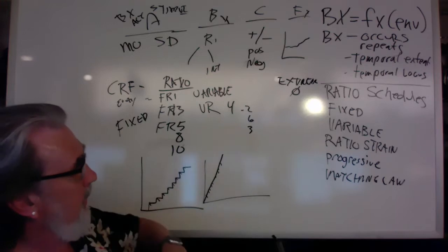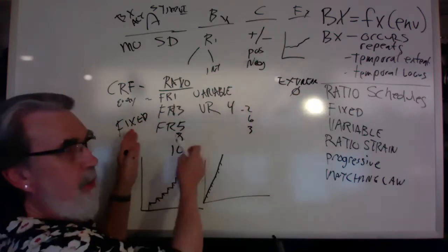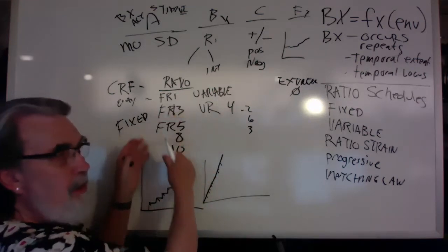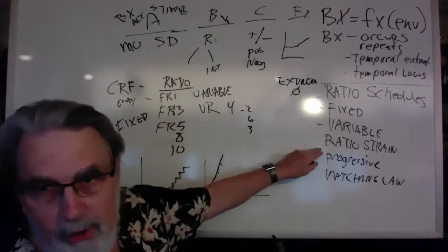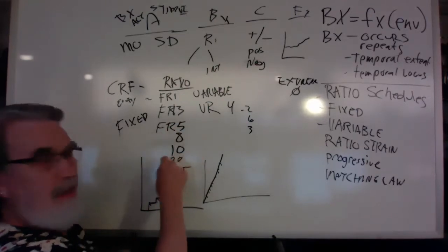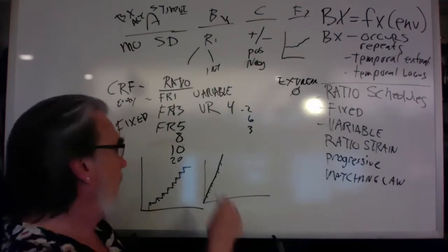So what we got here then is ratio schedules, variable and fixed. Variable is going to be some average, and fixed is going to be a set number. And so those are the ratio schedules. Ratio strain I talked about, if you jump up too far, all of a sudden I jump here to 20, the organism might just stop. So that's just too much responding. It's not worth it.